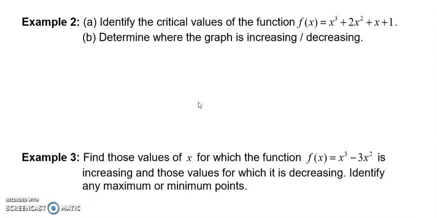Part A says identify the critical values. Now where they say values, that means the x only. If they had said critical points, you would have had to locate the x and the y. So what we do is we find the derivative of f(x), and that's equal to 3x squared, and the derivative of 2x squared would be plus 4x, and the derivative of plus x is plus 1, and then plus 1.